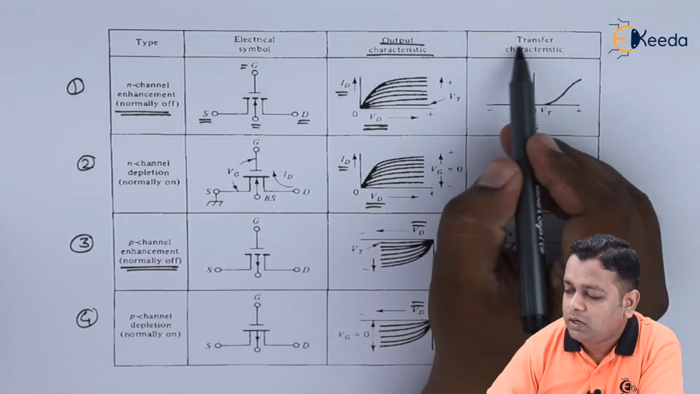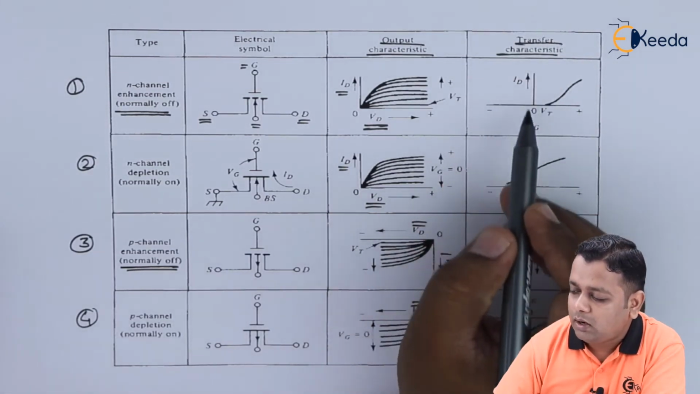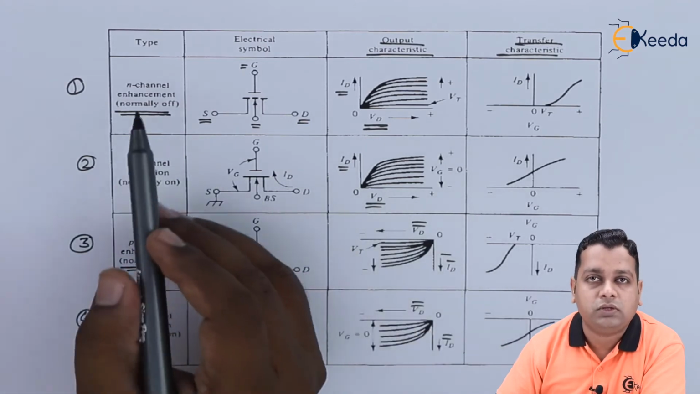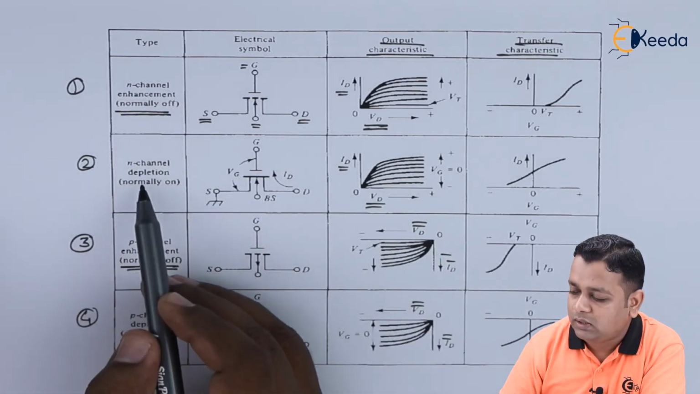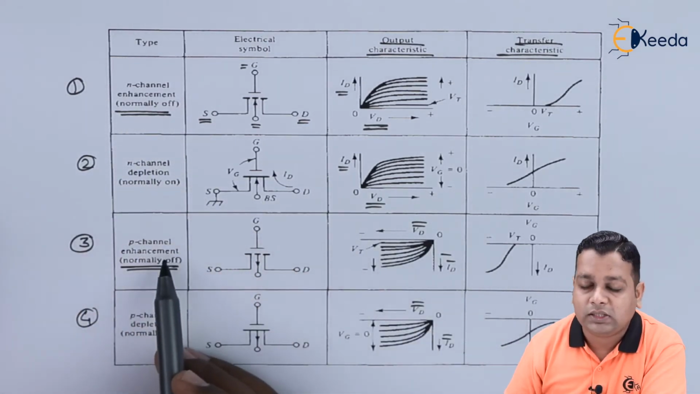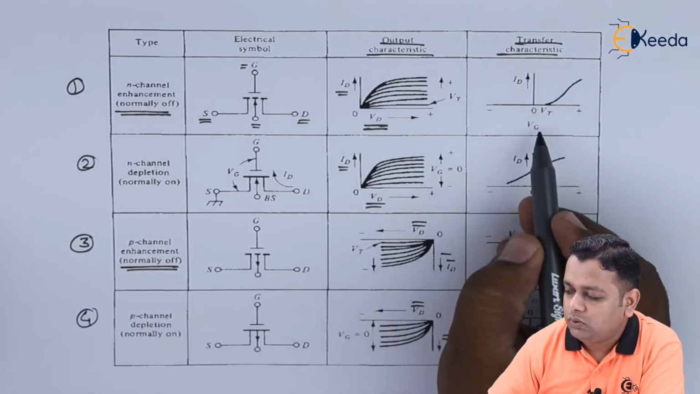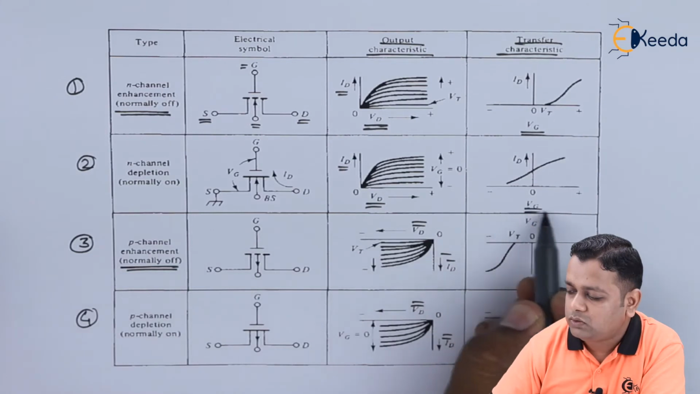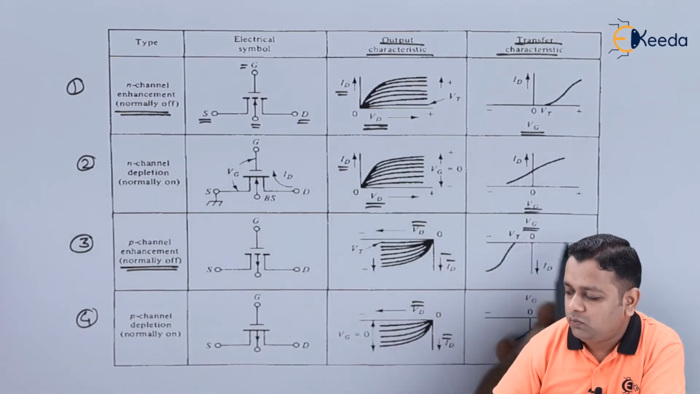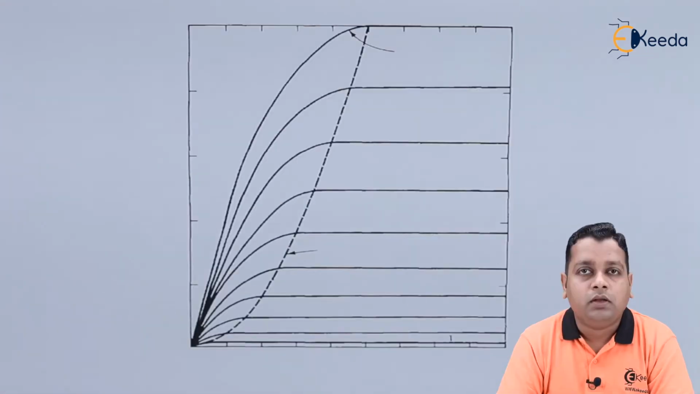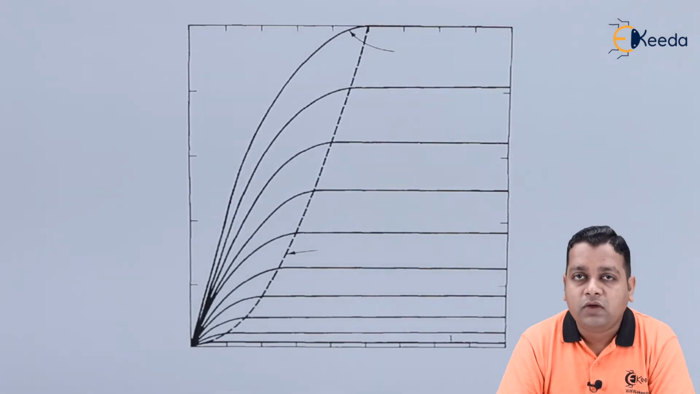Now the corresponding transfer characteristics are also shown for the N channel enhancement, N channel depletion, P channel enhancement and P channel depletion modes of operation. So these are at constant values of the gate voltage Vg. Now we shall take the IV characteristic in detail for the N channel type of MOSFET.